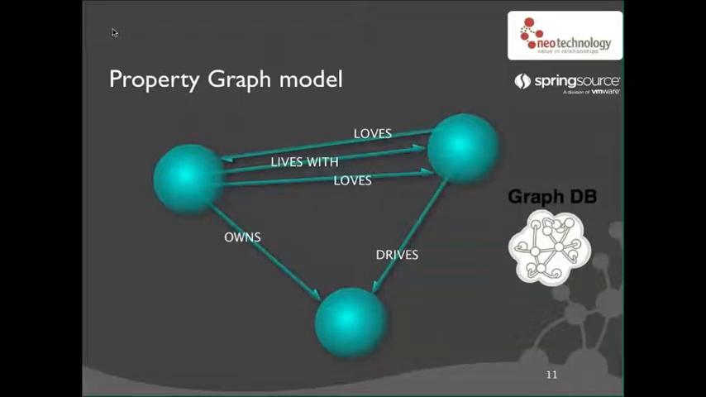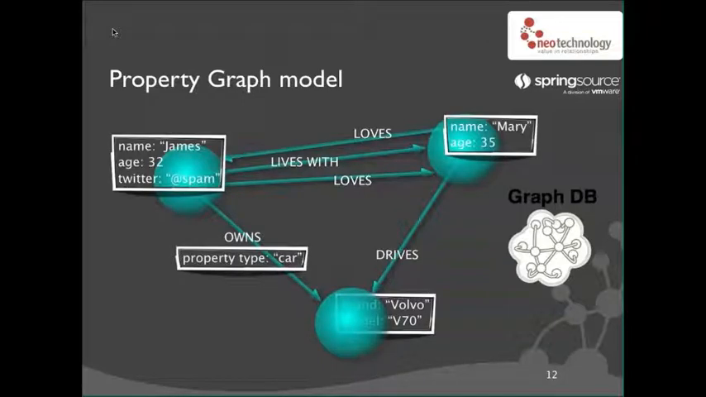This would be pretty meaningless unless you started adding properties to fill it with data. And the properties are key value pairs. For example, in the node to the left, we have a guy currently called James, who's 32 years old, and his Twitter ID is @spam. You can see here that a node is the semantic equivalent of a document in a document database. It's a collection of key value pairs.